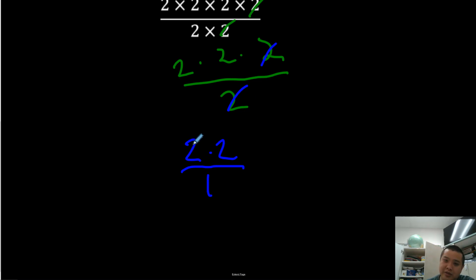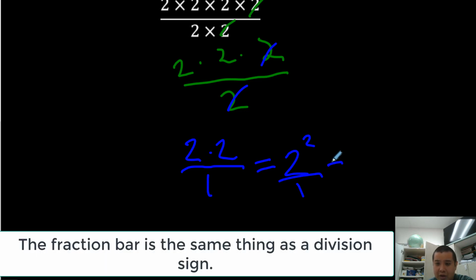To write this in exponential notation, we put the number of 2's as the exponent. So our base is 2, because this is a 2 and this is a 2, and since we have 2 of them being multiplied together, we write the second power. Now we can put it over 1 if we really want to, but we don't have to, because anything divided by 1 is actually just that number. So we have 2 to the second power.